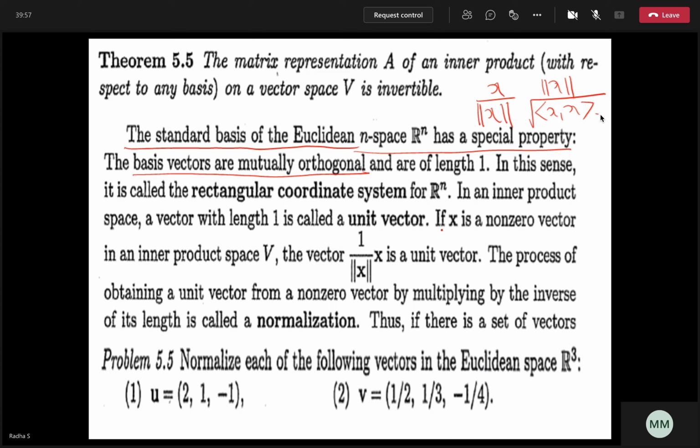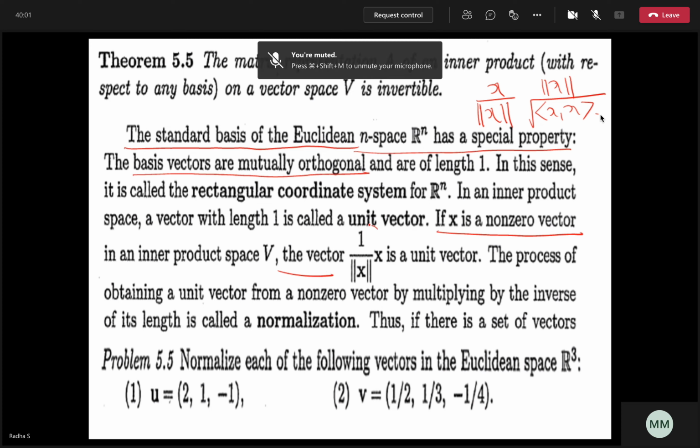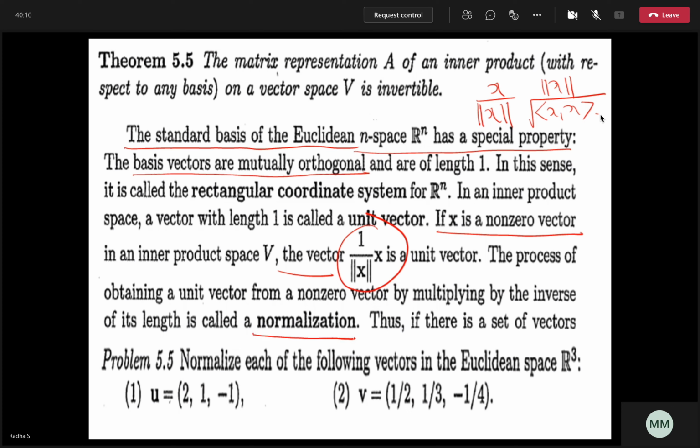So, whenever x is a non-zero vector, x by norm x is always a unit vector. The process of obtaining this is called normalization. We are not doing a very big process. Just dividing any vector by its norm or its length results in a vector whose magnitude is 1. So, normalize each of the following vectors in R cube.